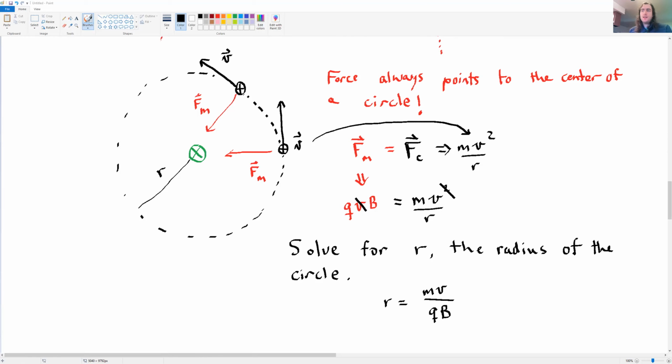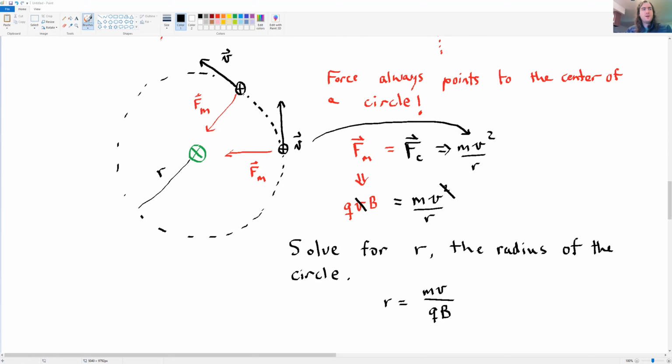This equation right here is one particular equation that allows you to build what's called a mass spectrometer. And we'll do an example later with that. So for now, this is just the radius of the circular motion. We'll talk about the design of that kind of device a little bit later.